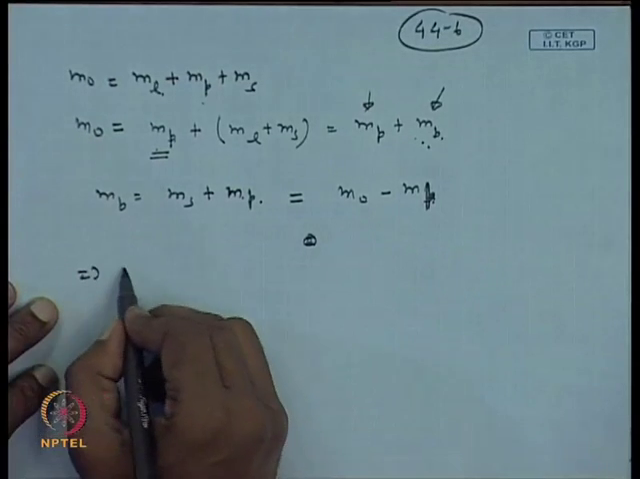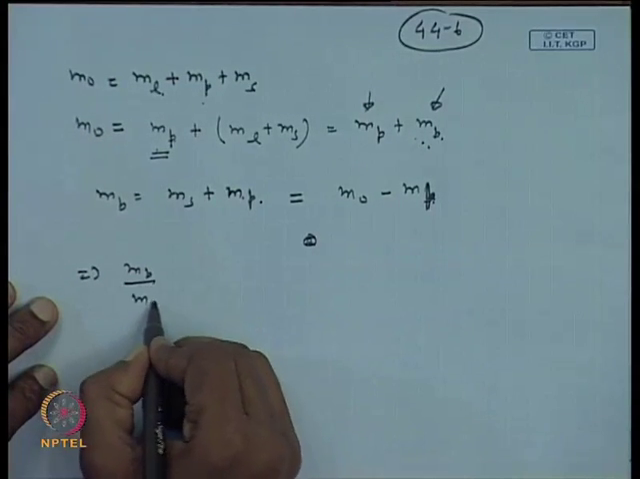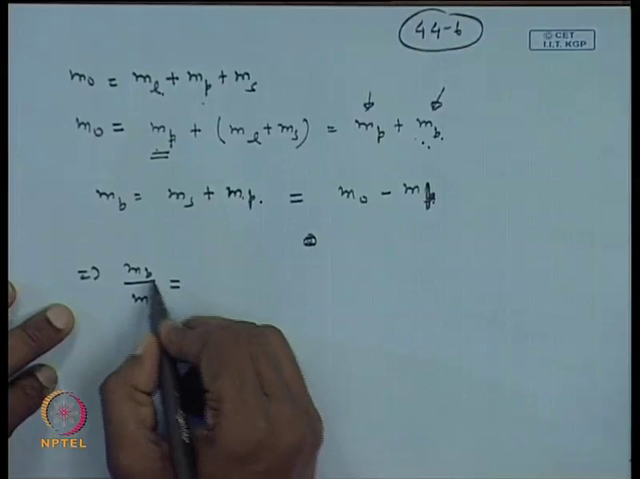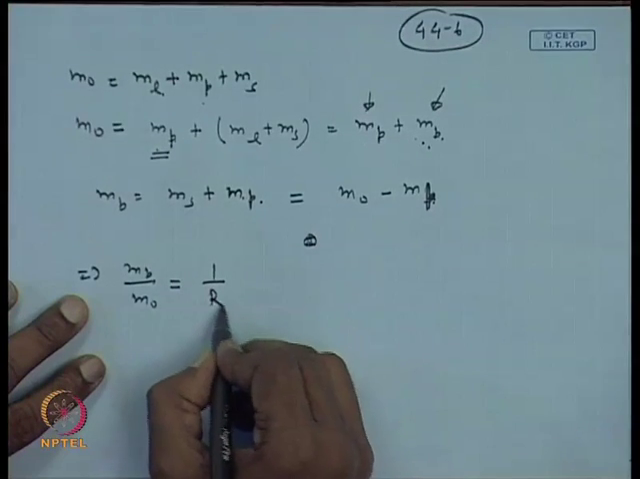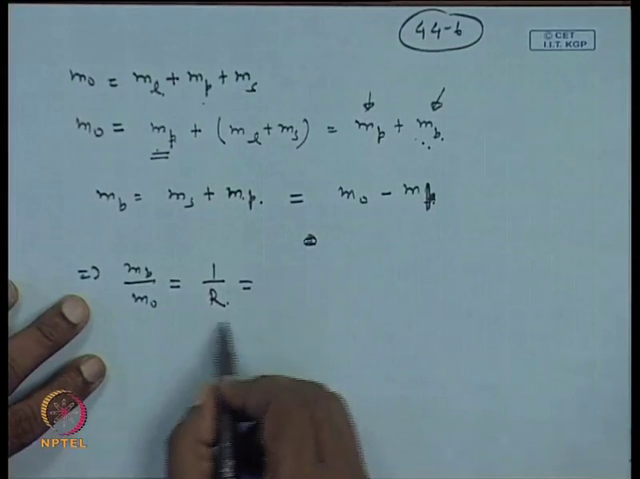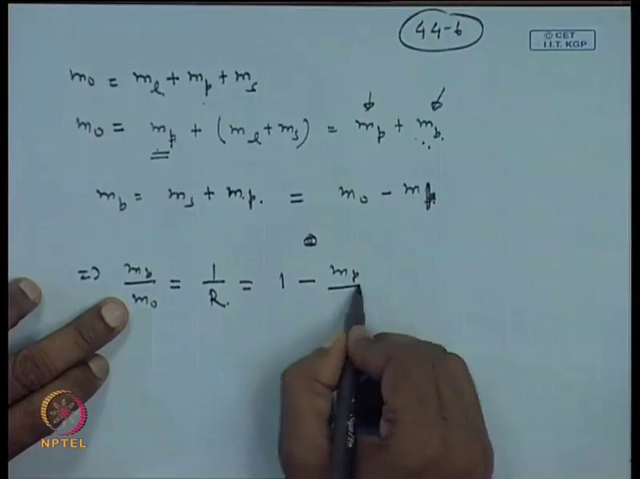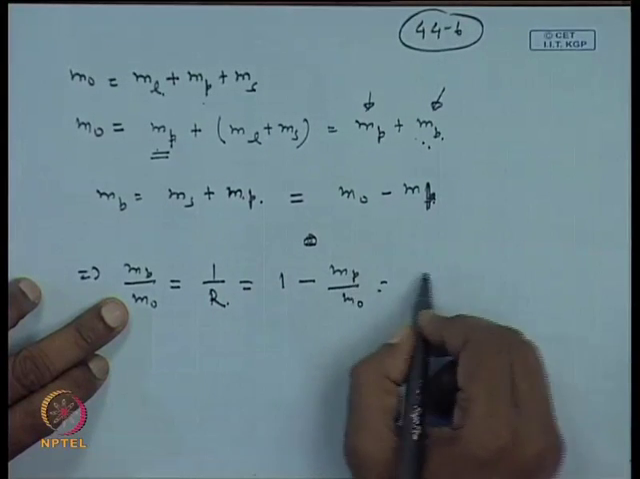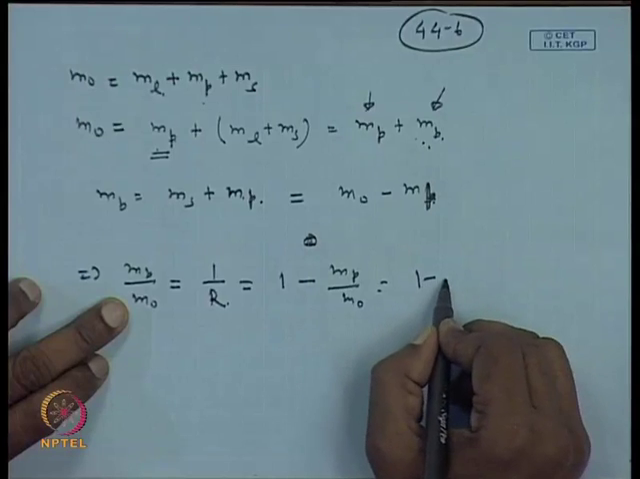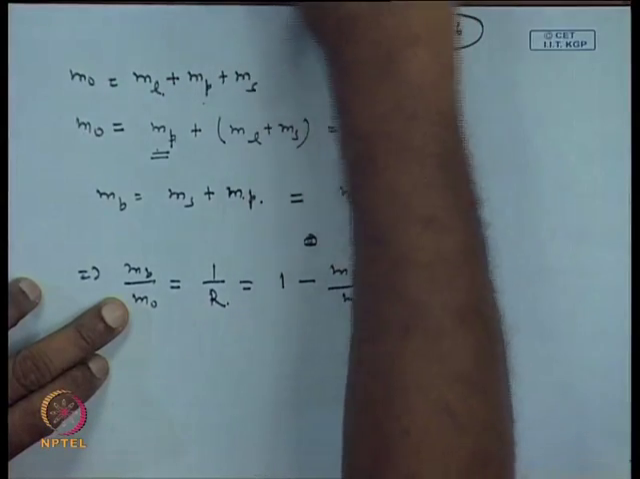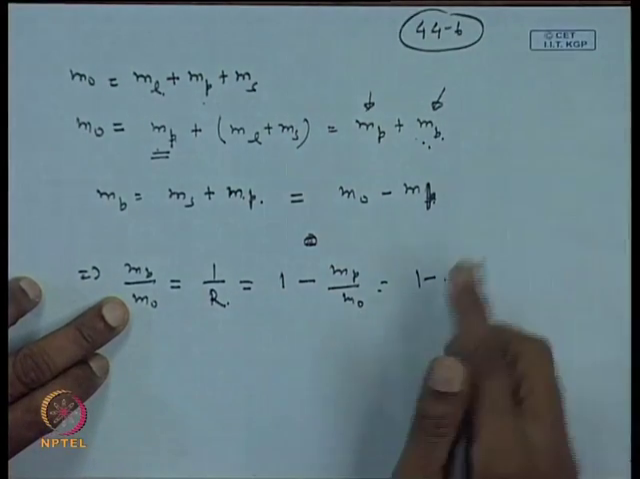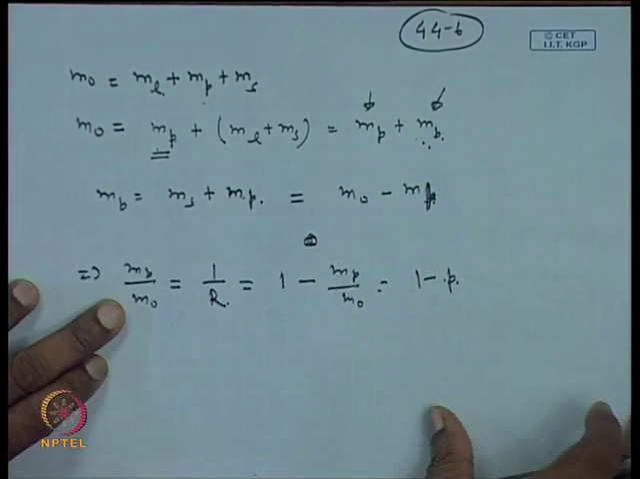So, this implies m_b by m_0, okay, m_b by m_0 is nothing but 1 by r. So, if we divide on the right hand side, this becomes 1 minus m_p by m_0, and this is the propellant fraction, and we have used the notation for propellant fraction as P. So, this is 1 minus P.